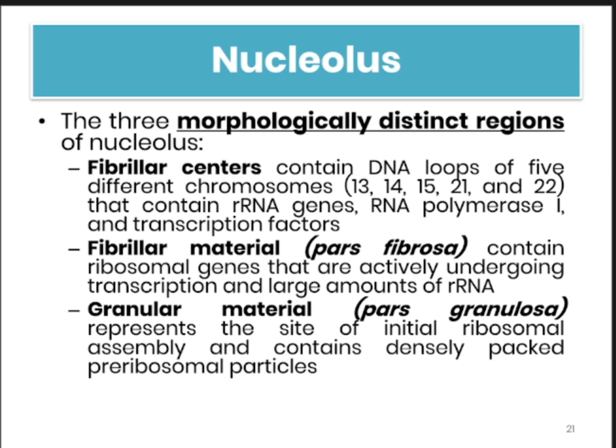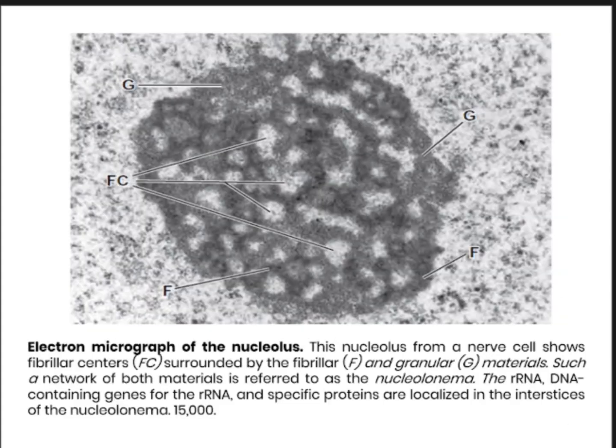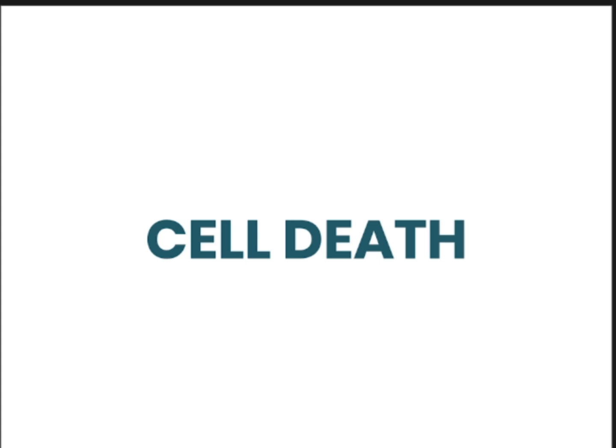Then we also have your pars granulosa or your granular material, which is the initial site of ribosomal subunit assembly. And it contains densely packed pre-ribosomal particles, which is essential for assembly and the maturation of ribosomes. So here is just an electron micrograph of your nucleolus. This nucleolus from a nerve cell would show your FC, the fibrillar centers, surrounded by your fibrillar F and granular G materials. Okay? And now let's go to cell death.